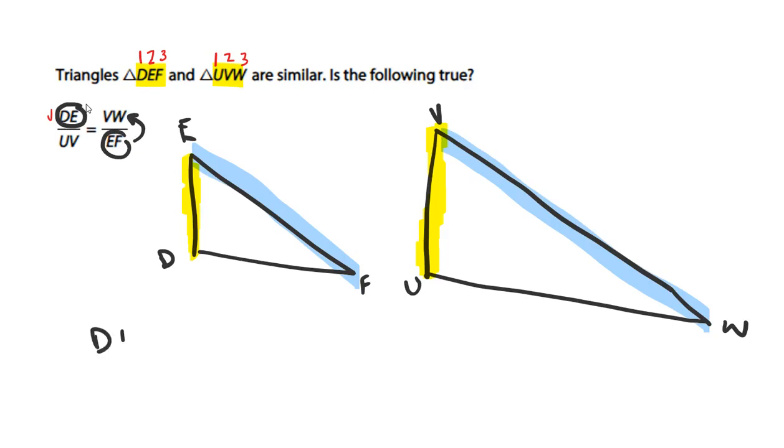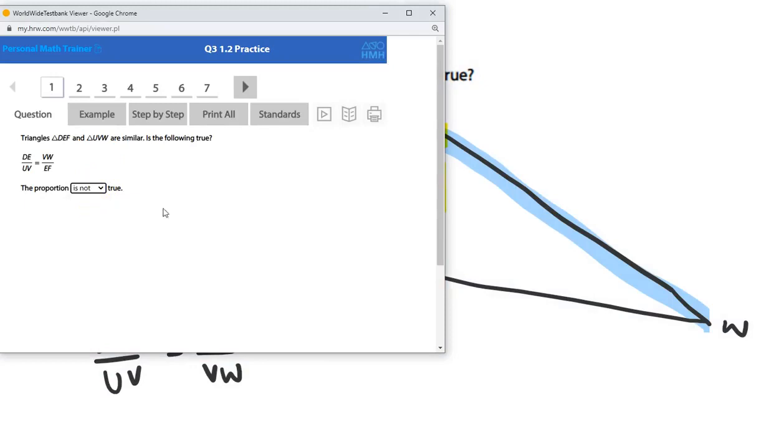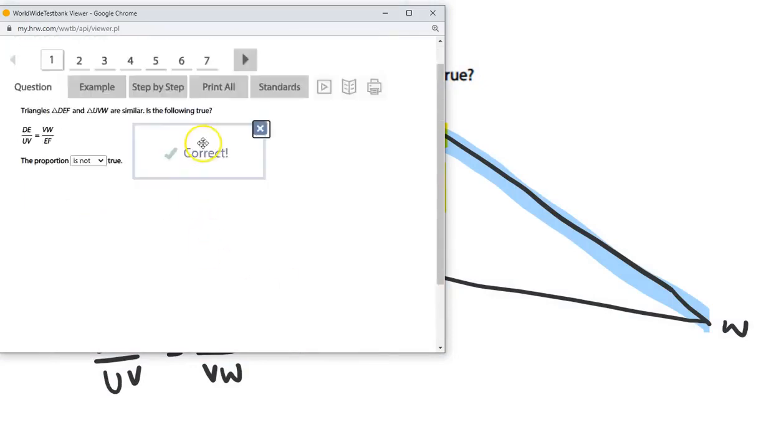However, a true proportion might look like this, where we have DE over UV equals EF divided by VW, right? You see that these two come from the same triangle, and so they would have to be in the same spot of their respective ratios. Okay, so let's go ahead and put this in. The proportion is not true. We'll check that answer. Correct.